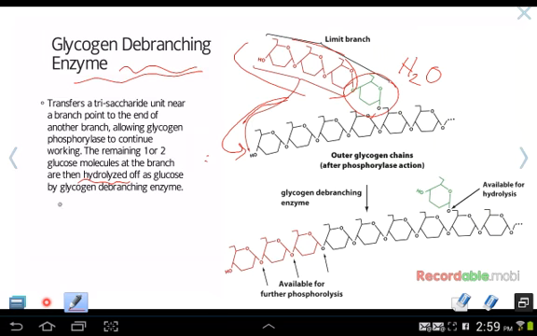And this uses the same enzyme. Glycogen debranching enzyme does the same thing. It does both the transferase and the hydrolysis of that glucose near the branch. And this is actually done by 2 different active sites of the same enzyme. So here we can hydrolyze that using a water molecule.